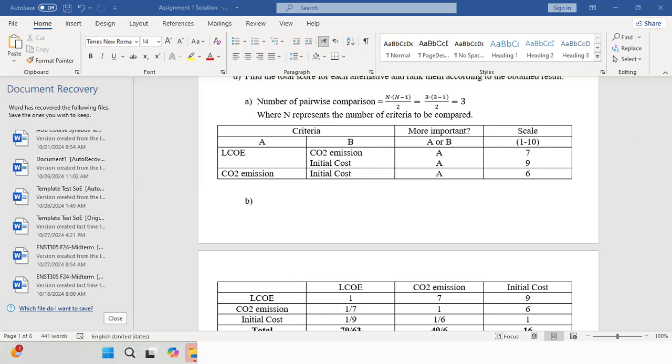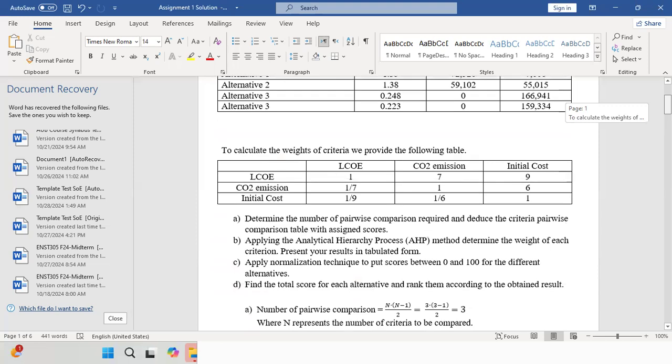If we look at our table, when we look at the scores of LCOE compared to CO2 emission and initial cost, the score here is larger than 1. This means, and LCOE is the reference, that LCOE is more important than CO2 emission. The same here, we have a score larger than 1. So the reference is more important.